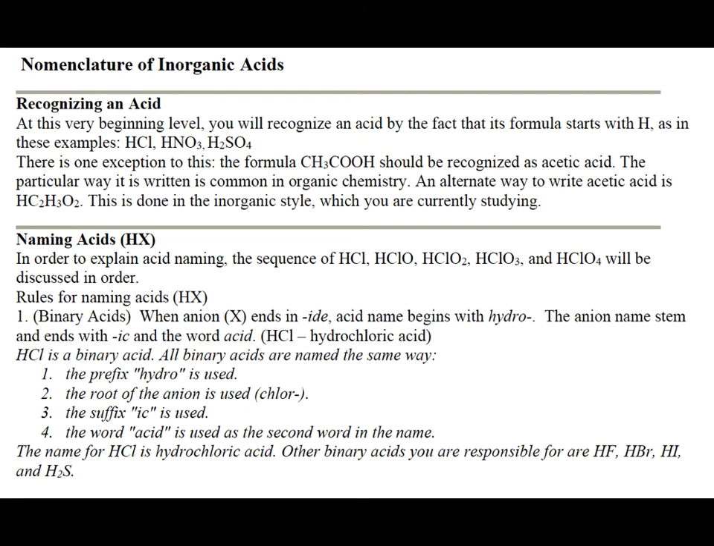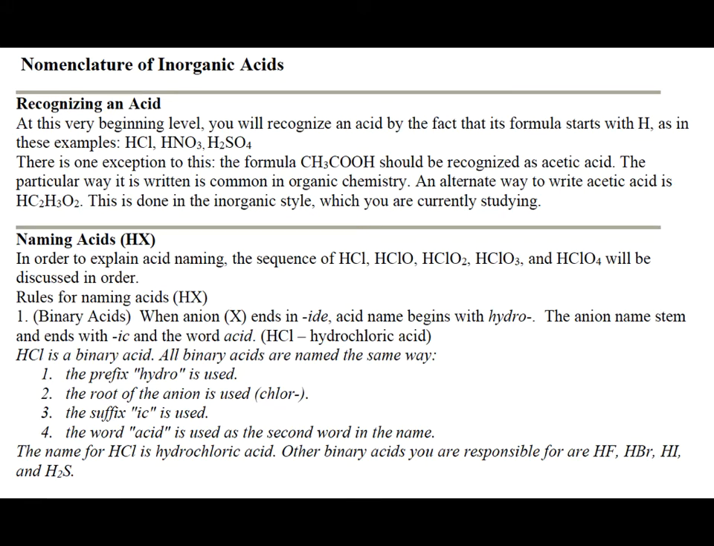Okay, we're going to move on to the last three types. The first one is nomenclature of inorganic acids. How you recognize an acid is when you look at the formula, you will see an H listed first because acids are things by definition that will give off hydrogen ions in solution. So if you look at the examples HCl, HNO3, H2SO4, those are all acids.